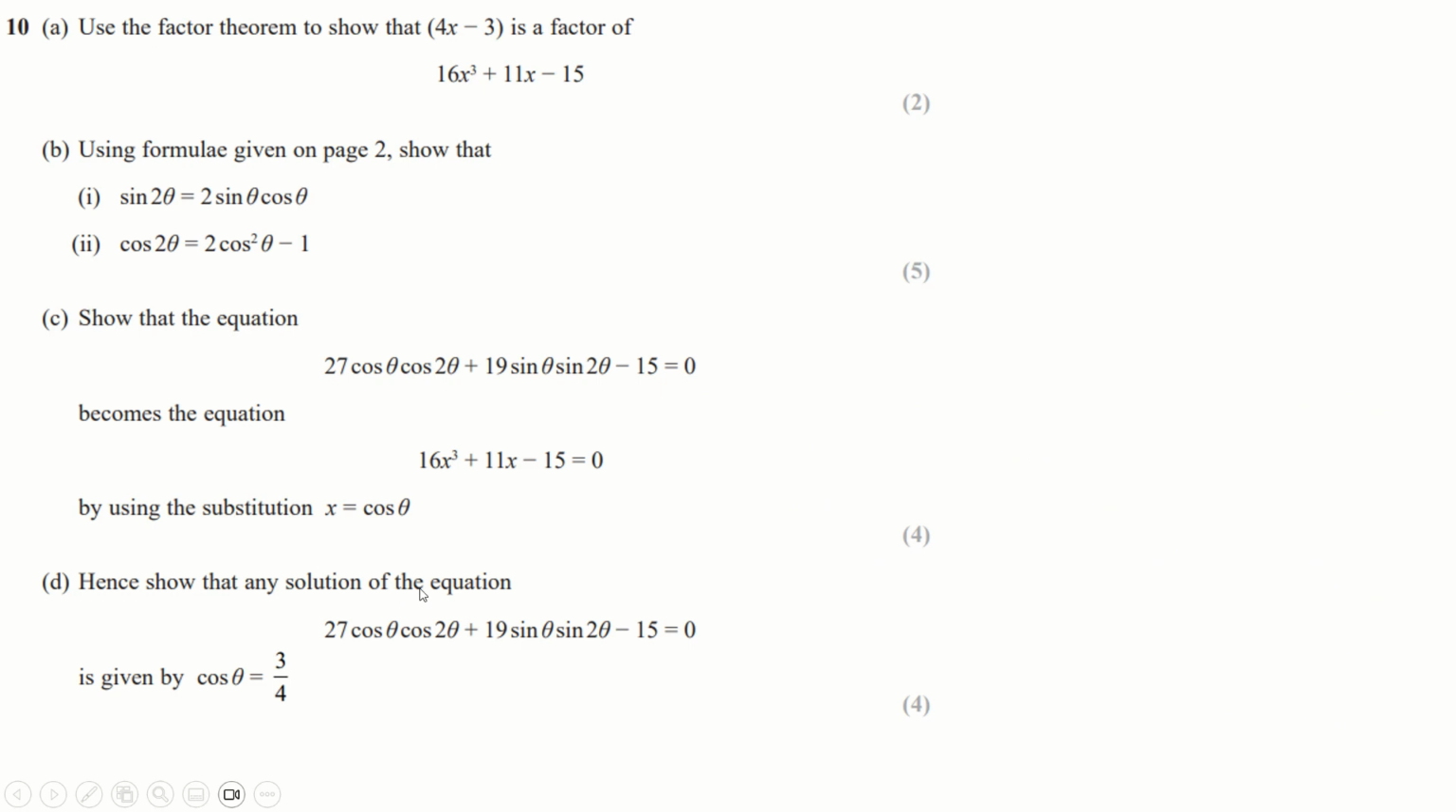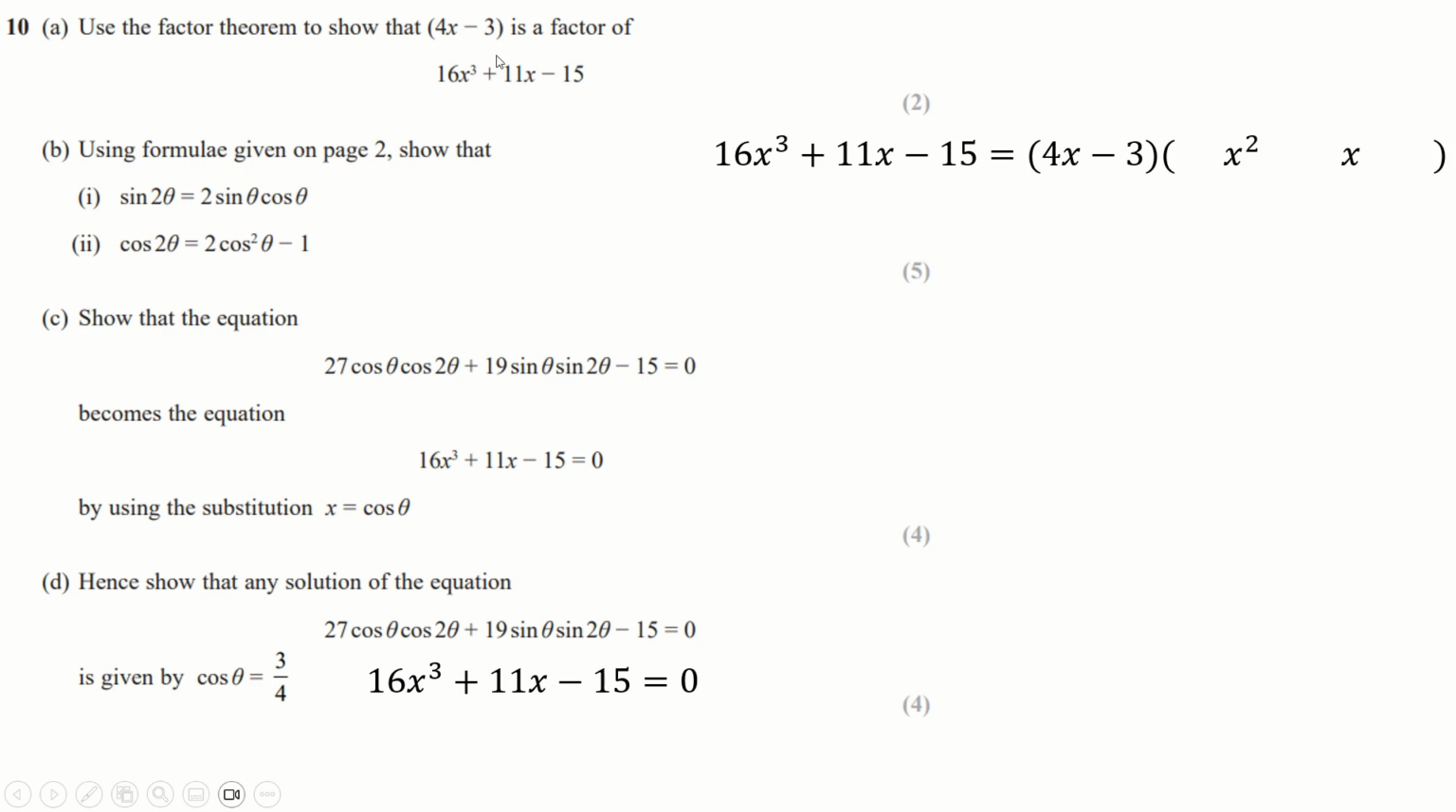Hence show that any solution of this is given by this. Well, this we just decided could be written as this with the substitution. So that's there. This from earlier can be written as 4x minus 3 times something else, because 4x minus 3 is a factor. Now, you could do some polynomial division if you wanted to get this, or you could just be more intelligent and say, well, if this factors to this and this, 4 times 4 is 16, so that's got to be a 4, because there's no other way to make x cubed. Minus 3 times plus 5 is minus 15, there's no other way to make a constant.